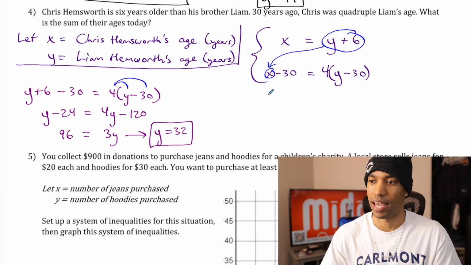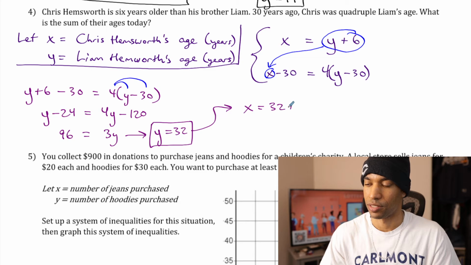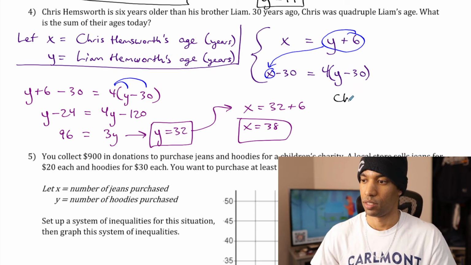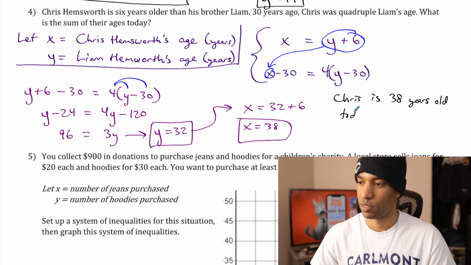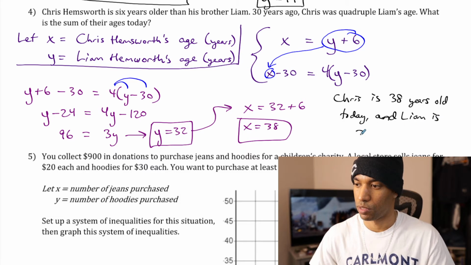You take x equals 32 plus 6, and x is 38. Today, Chris is 38 years old, and Liam is 32 years old.